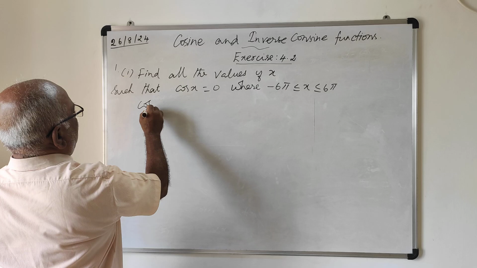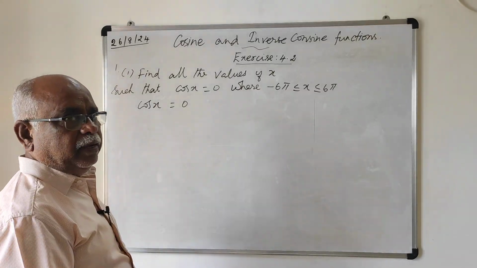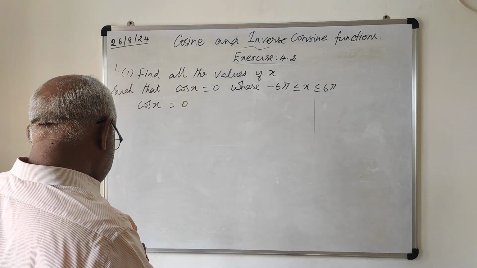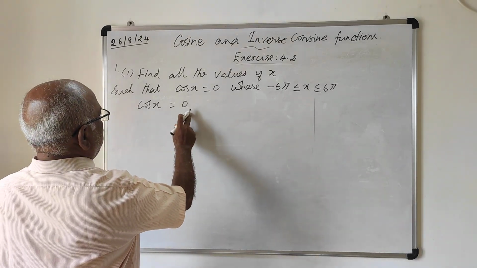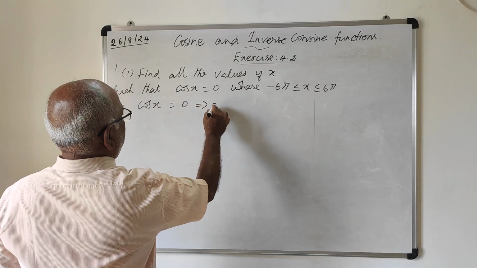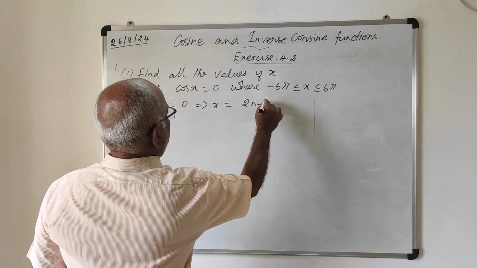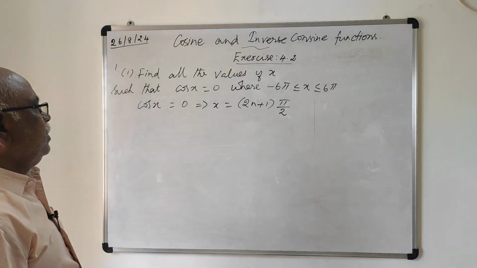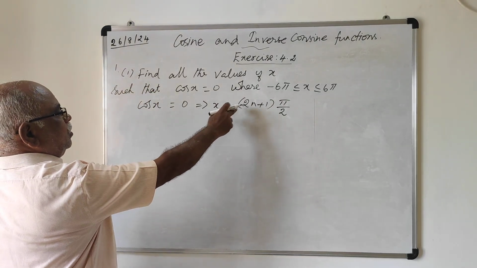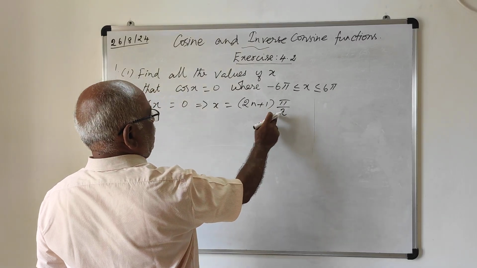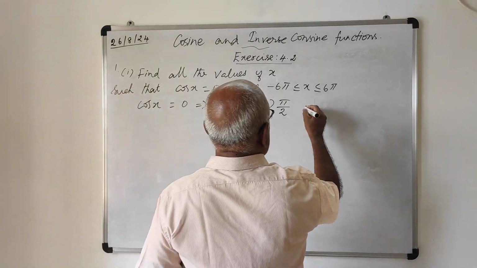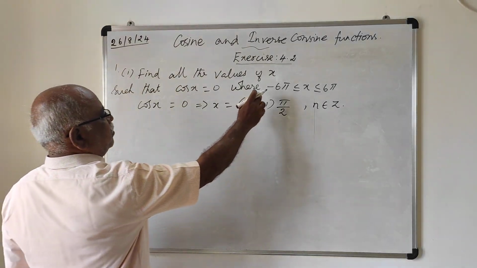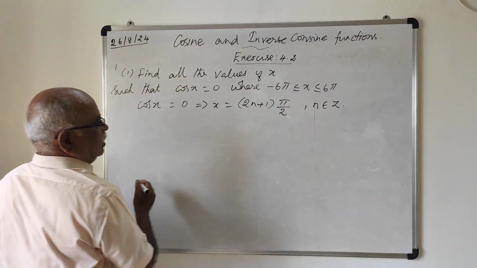You know, cos 90 is 0. Cos x equal to 0 implies x equal to (2n plus 1) pi by 2, that is the solution of this equation. Cos 90 is 0, therefore theta is pi by 2, where n belongs to the set of integers. So how many values lie between minus 6 pi to plus 6 pi, we have to see.